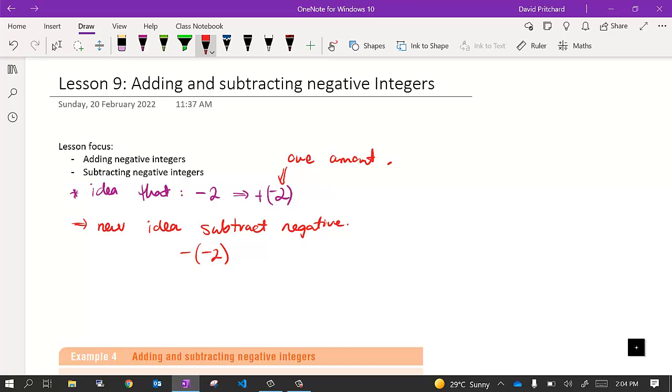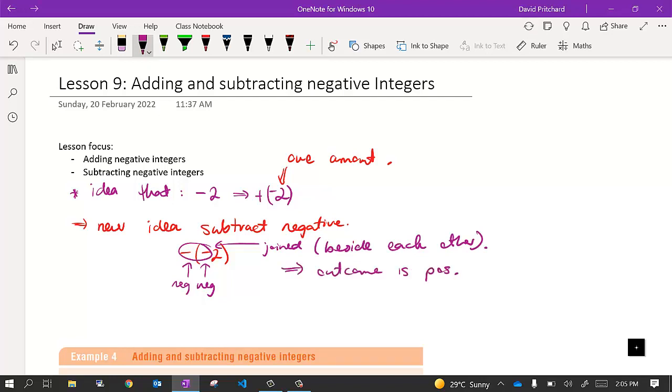Now, the easiest way to think about that is that it's a double negative. So if we go negative, negative, and they have to be right beside each other, so they have to be joined or beside each other, then the simple idea is that two negatives cancel each other out and we end up with a positive. All right, which means that we end up with negative, negative 2, which is positive 2. Okay? So the new idea today is if we subtract a negative or if we have a double negative, it becomes a positive. Okay? And again, it only works if they're joined right beside each other.